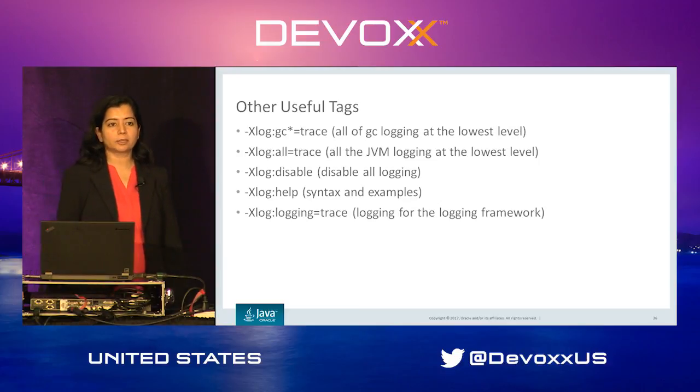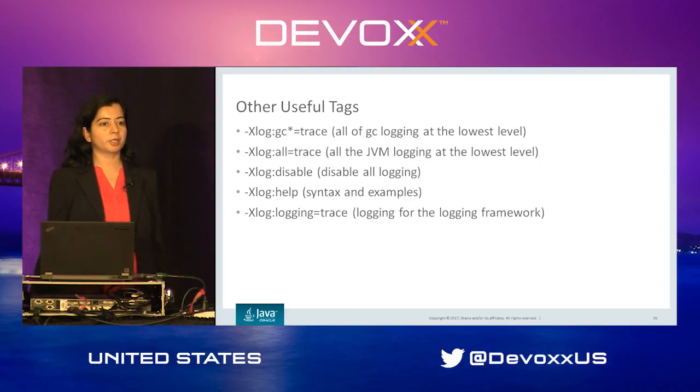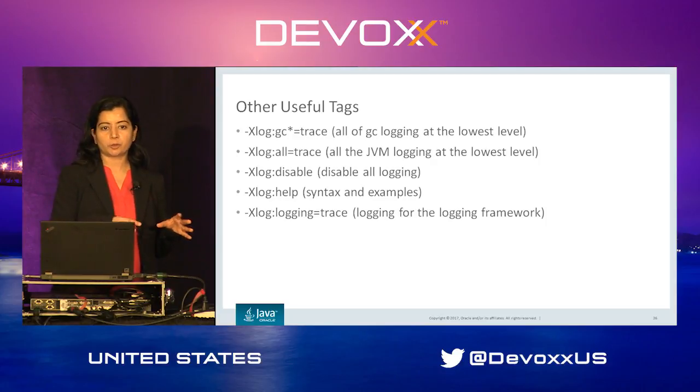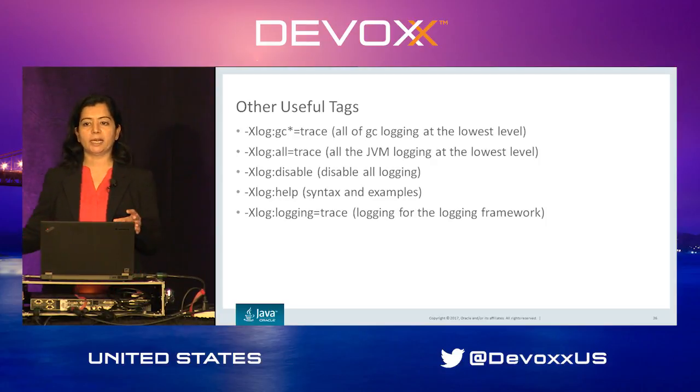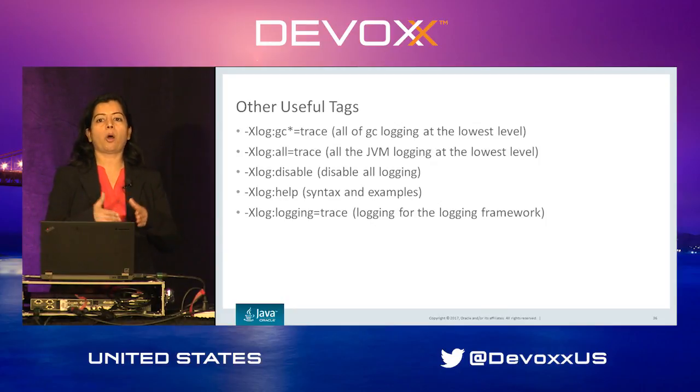Here are other useful tags to get more information and details about the -Xlog command. If we use -Xlog:gc*=trace, that prints the lowest level of GC logging information. Trace is the most detailed level that can be specified, and gc* means include all the GC related tags in the output. So this provides all of GC logging at the lowest level.